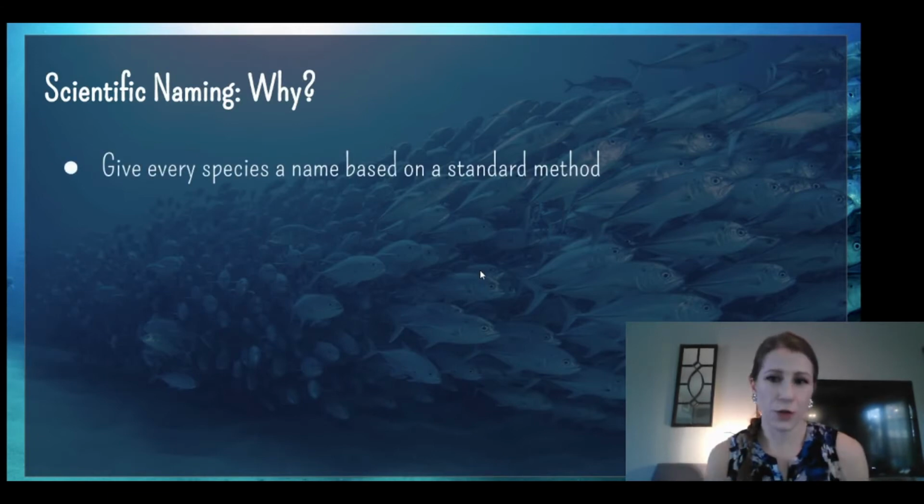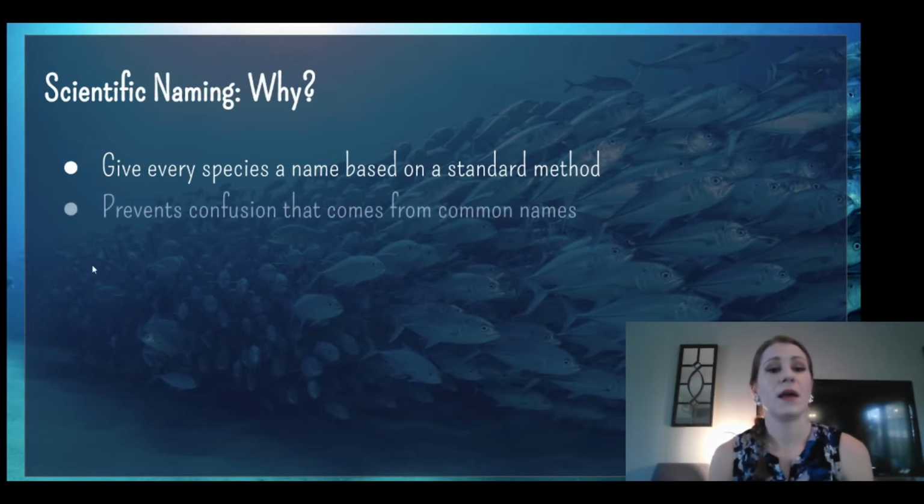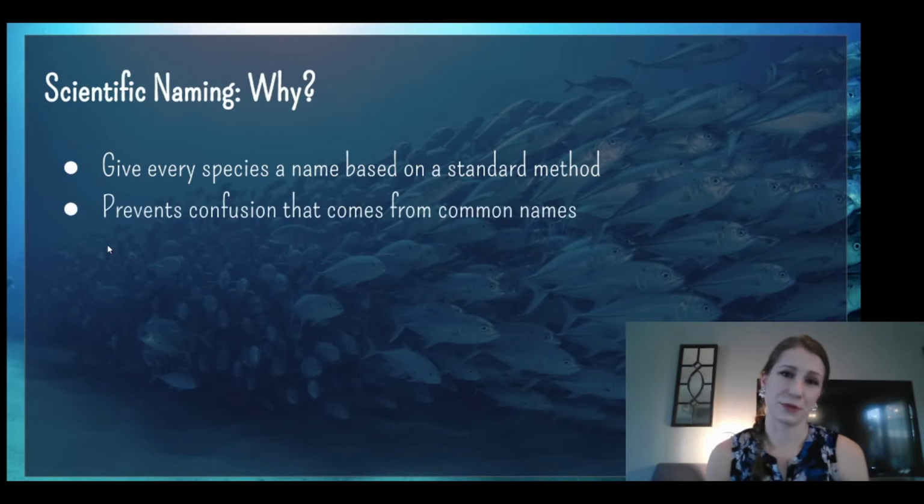So for the basic thing, we need to have a standard method. We can't just have everybody on the planet vote on a common name for these organisms. It doesn't work that way. There's different countries. We have different ideas of what it might mean. We have different languages. It would be a mess. We would have no idea what we were talking about at any given time. It prevents confusion that comes from those common names.